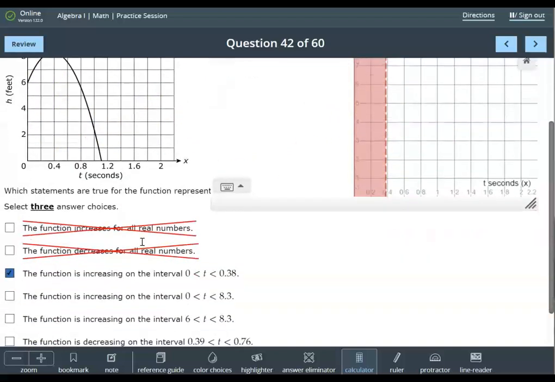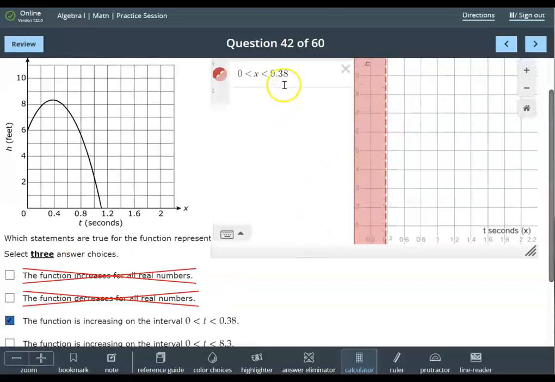All right, the next one says the function is increasing from 0 to 8.3. So I'm going to change this one. I'm actually going to leave that one. Let's do a different one.